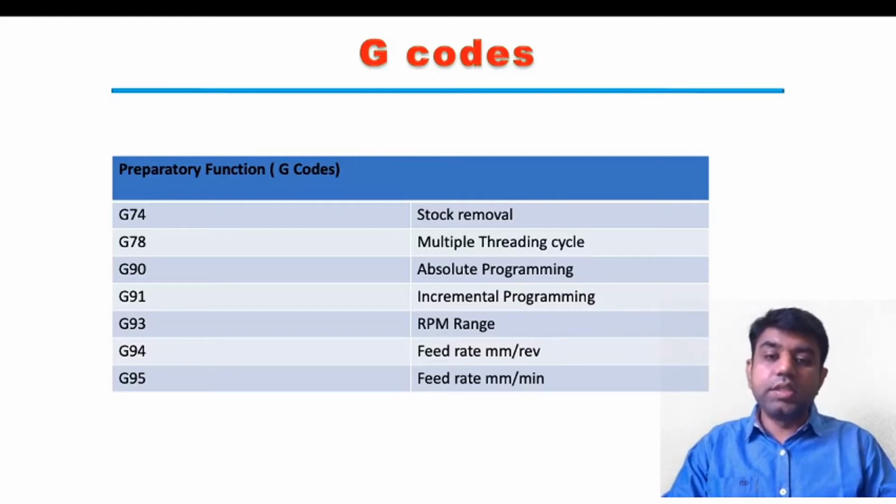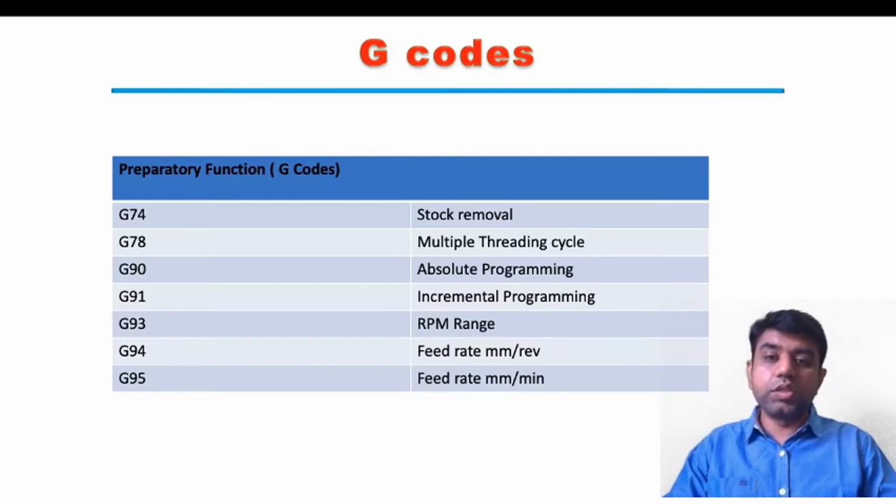Another one is G78. G78 is for the multiple threading cycle, right? Normally when you drill any object in a milling machine, we use this command. The next one is G90 and G91. We basically have two methods to write a program, which we already understood during the classification of CNC machines, that is absolute and incremental. In most cases, we follow the absolute method of programming. So this G90 command will also be a common command at the start of each and every part program.